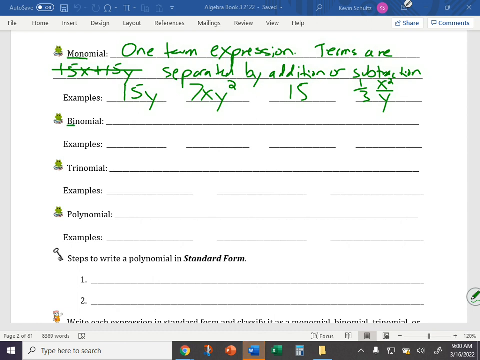What does the prefix bi mean? 2. There you go. See, we can define these just by looking at that. A binomial is an expression with 2 terms. Which means that you're going to have some addition or subtraction here. Okay. So the one that was brought up earlier, 15x plus 15y, that would be a binomial because it has 2 terms.